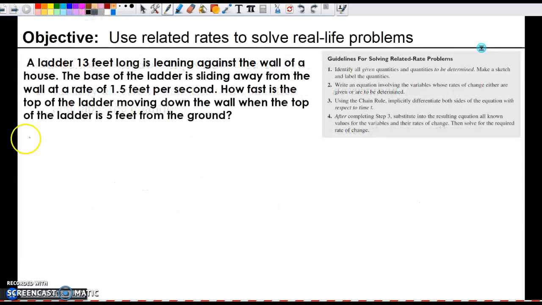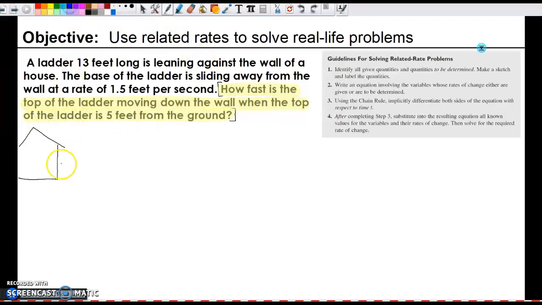A ladder that is 13 feet long is leaning against the wall of a house here. The base of the ladder is sliding away from the wall at a rate of 1.5 feet per second. How fast is the top of the ladder moving down the wall when the top of the ladder is 5 feet from the ground? Here's the key sentence right there. In fact, I'll highlight it. That's going to tell us what our goal is. We want to know how fast the top of the ladder is moving down the wall when the top of the ladder is 5 feet from the ground.